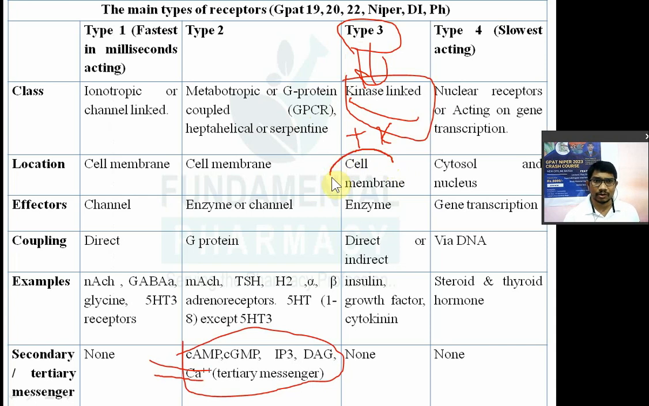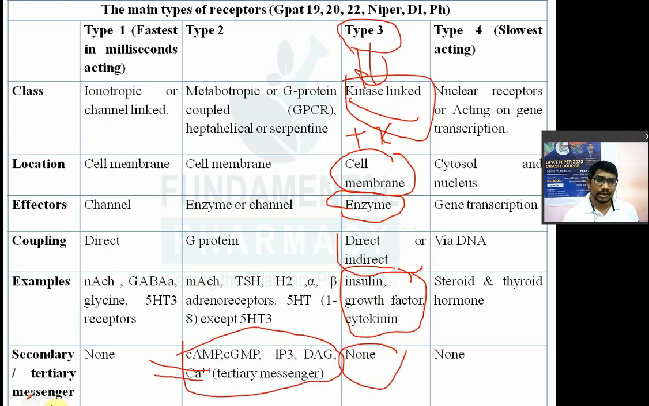सेल मेम्ब्रेन के ऊपर ही उनका वास्तव्य होता है, ठीक है। अभी उसका इफेक्टर सेल कौन है? दे हैव इफेक्ट ऑन एंजाइम्स, इसमें किसमें एक्शन दिखाते हैं? एंजाइम्स के ऊपर। So they are directly coupled with the enzymes or indirectly coupled with the enzymes. What are the examples? Examples देखो, insulin receptors, growth factor receptor, cytokinin receptor. Okay. And what are the secondary messengers? इसमें भी कोई secondary messengers.